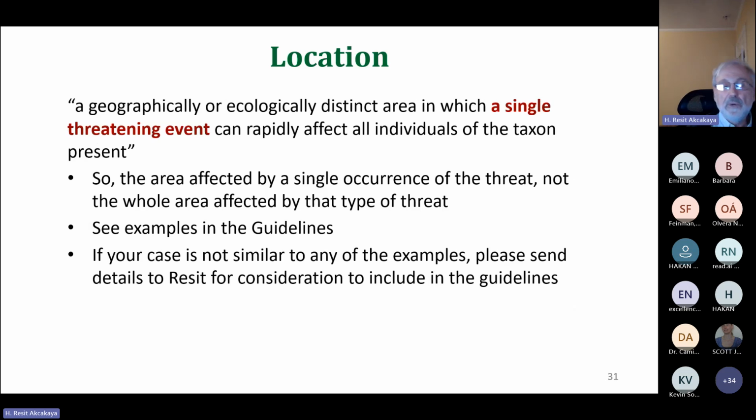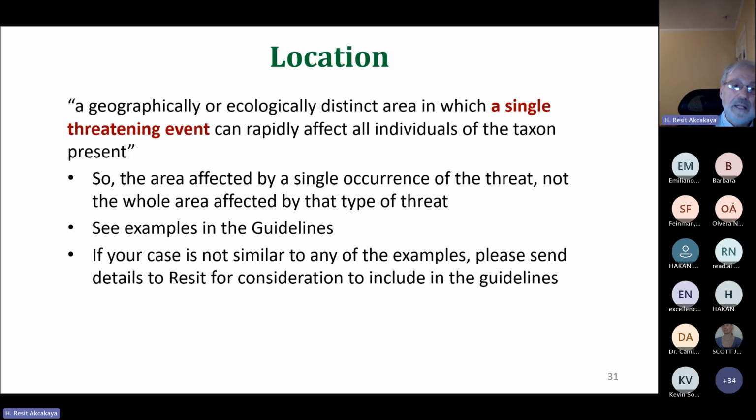Okay. Now, one confusing thing about the location definition is this term that I highlighted, which is a single threatening event. So the area affected that you have to calculate is the area that's affected by a single occurrence of the threat, not the whole area affected by that type of threat. So for instance, if the threat is, let's say, mining activity, the threatening event is one mine that is constructed and the land is stripped and that's affecting that area. And that is a single threatening event.